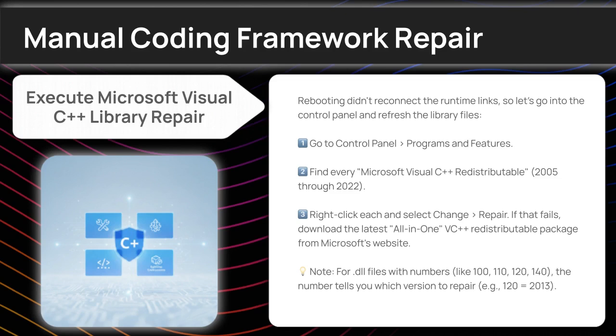If that fails, download the latest all-in-one VC++ redistributable package from Microsoft's website. Please note that for DLL files with numbers, the number tells you which version to repair. For example, 120 equals 2013.